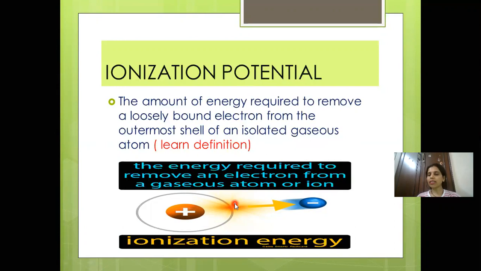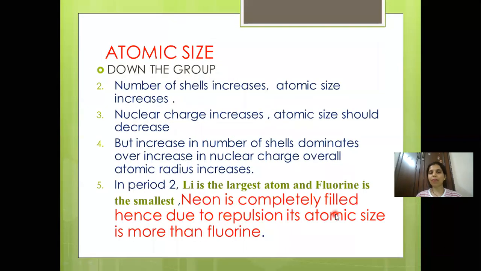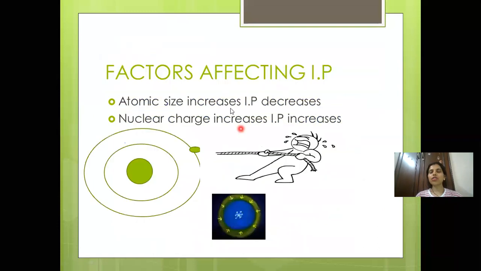Now what are the factors which are responsible for increase or decrease in IP? As we have seen in the periodic table, always remember that when you're moving from left to right, the IP will increase, and down the group IP will decrease. But why it happens, that we are going to understand. So now, factors affecting the IP. You can see there are two factors: one is the atomic size and the other is the nuclear charge.